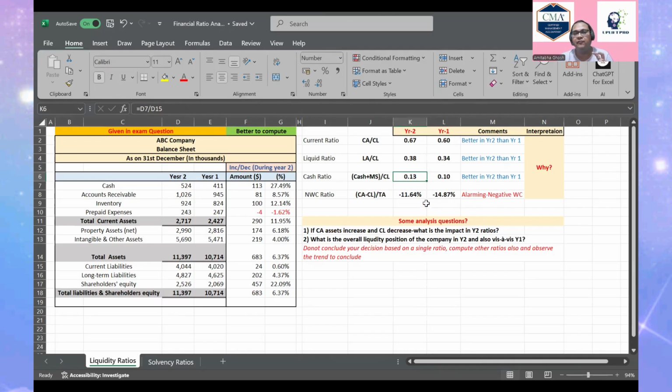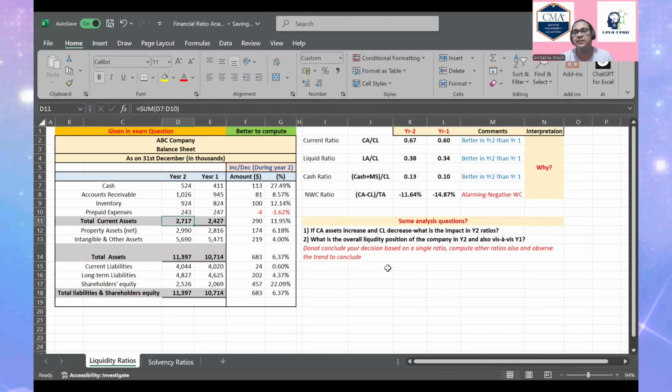But interestingly, for the net working capital, you'll see that there is a negative. So the net working capital scenario is actually an alarming thing because it is having a negative working capital. So the business is not going to have sufficient cash to pay off its liabilities, because in our balance sheet we see here our current liabilities is 4044 and our current assets is 2717 for year 2, which is basically current assets less than the current liabilities.